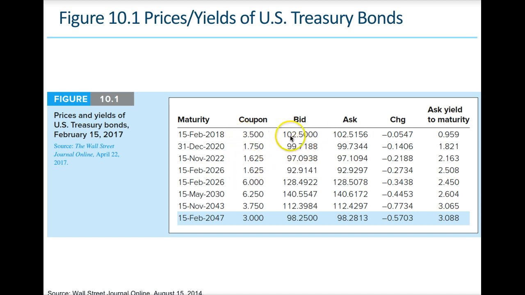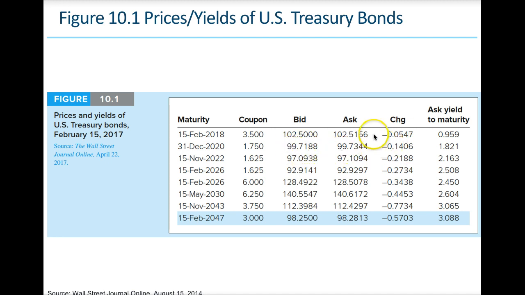The bid and ask, you see that if they're above 100, they're trading at a premium, and if they're below 100, they're trading at a discount. So this is like a percentage of the bond price. So this bond's trading at 102%, this bond's trading at 99%. So if it was a $1,000 bond, the bond would be trading at $997.10. So that's a discount.